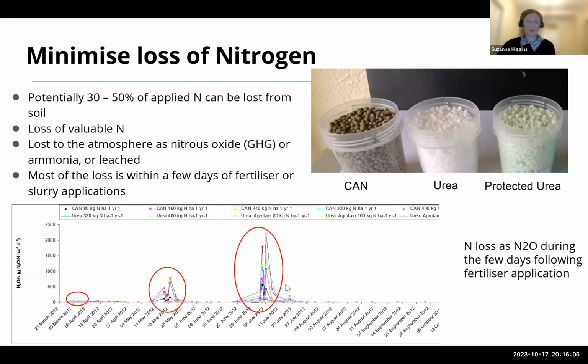And also with nitrogen, if it's a drought period, I wouldn't apply any fertilizer because it'll just sit in the soil. The grass stops growing and it's not taken up. So be very mindful of weather conditions when applying nitrogen fertilizer.